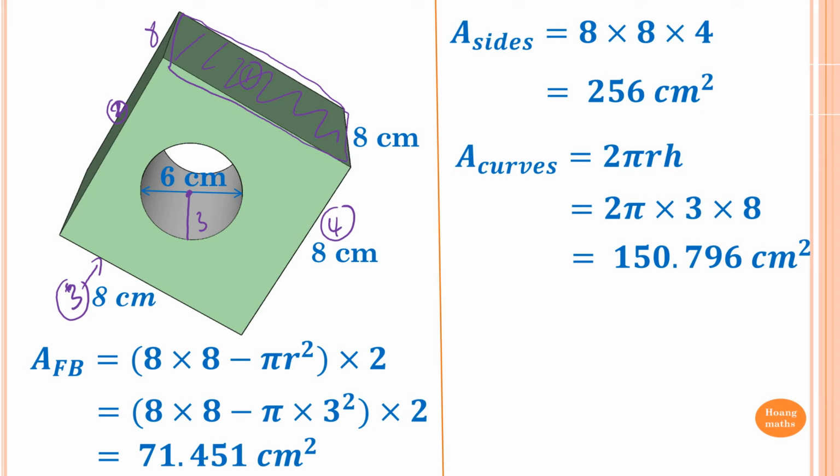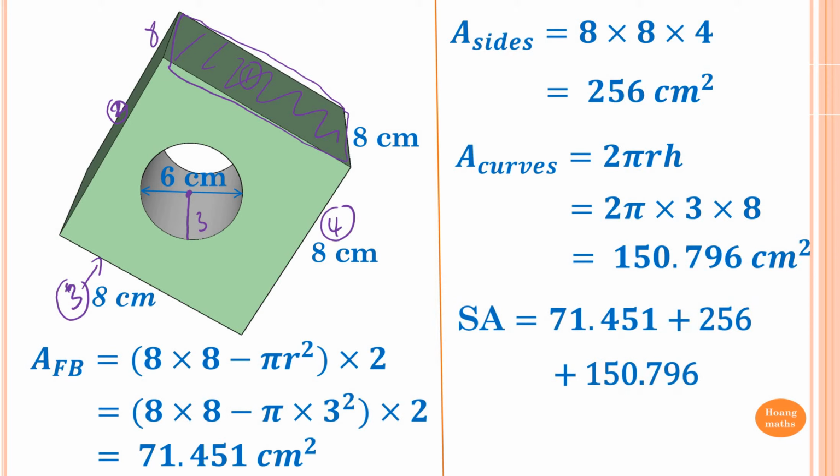Now what I need to do is just add them together. So therefore the surface area equals 71.451 plus 256 plus 150.796. So add them together, which gives me this.